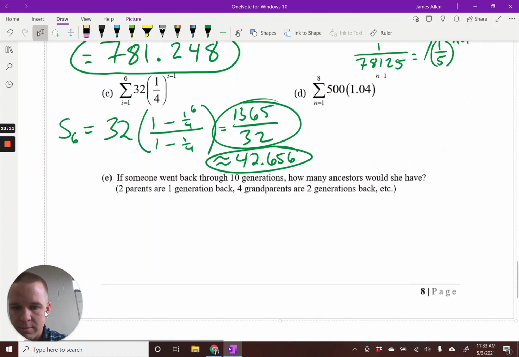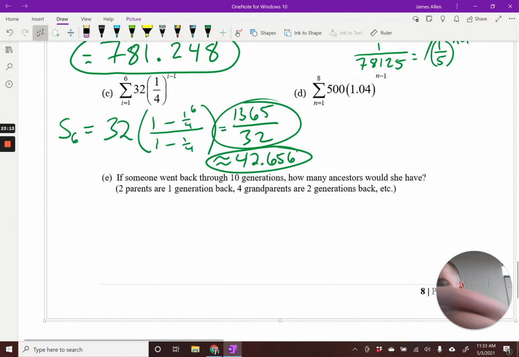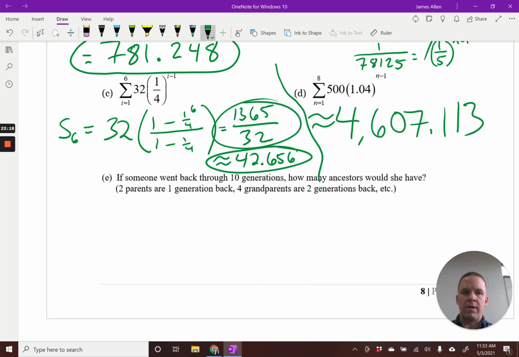Let me jot it down. And there we have 4,607.11313, so on and so forth. All right. Cool. Awesome. You can use the formula. You can use your calculator. If it asks you to write it out, then you need to write it out. So you do need to be savvy with both, but there we go.